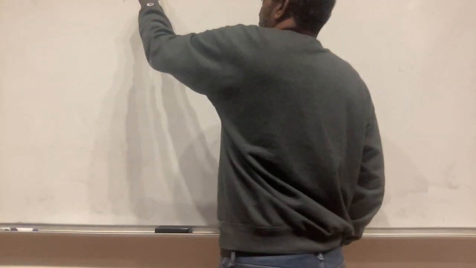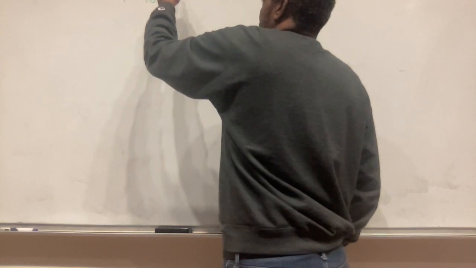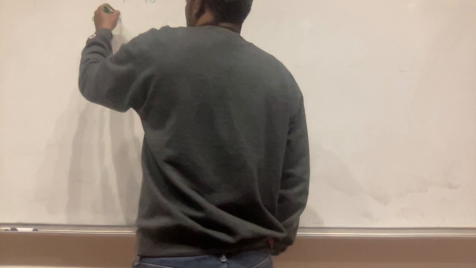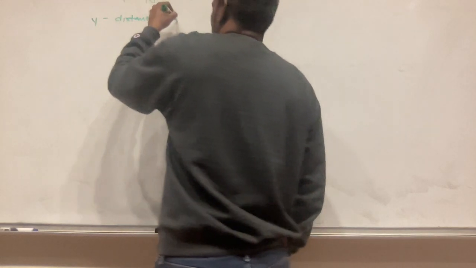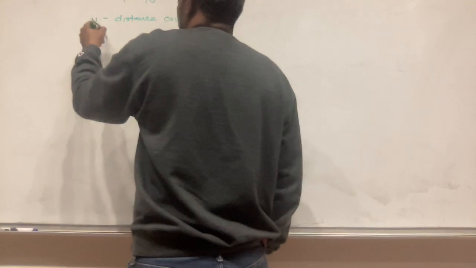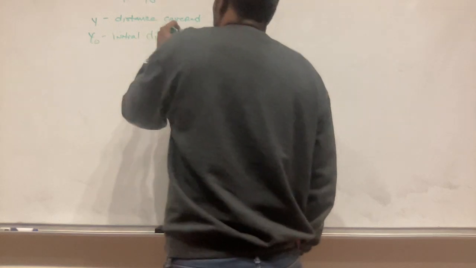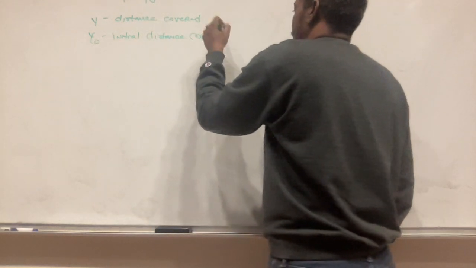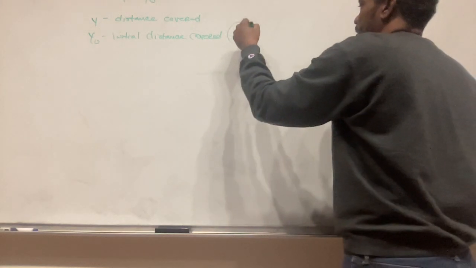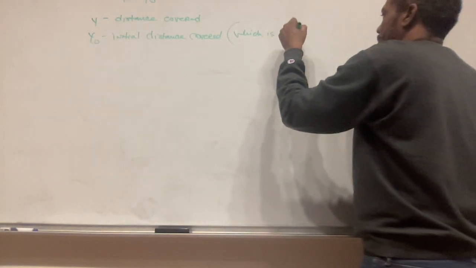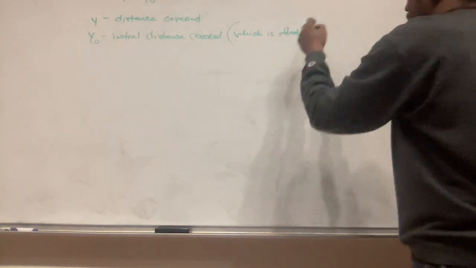All right? Y naught plus V times T. V stands for what? Velocity. So Y is distance covered. Y naught is initial distance covered, which is a lot of times 0, but not every time. I'll write that, which is oftentimes 0, which makes your life a lot easier, right?